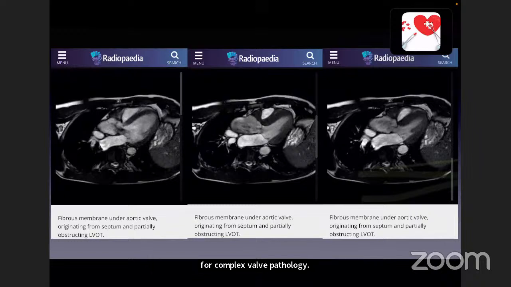Here we can see the fibrous membranes around the aortic valve that obstruct the outflow from the left ventricle, as in from the left side, and we are going up to the right side.